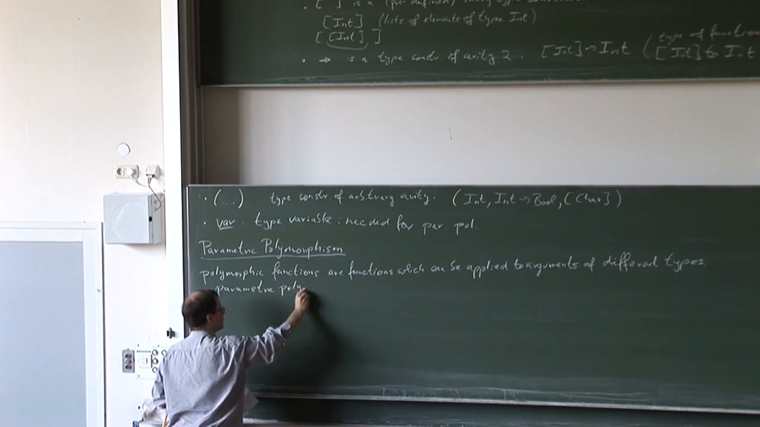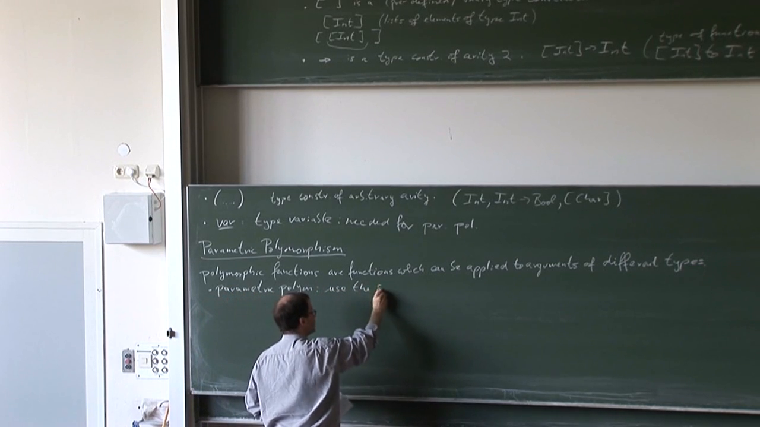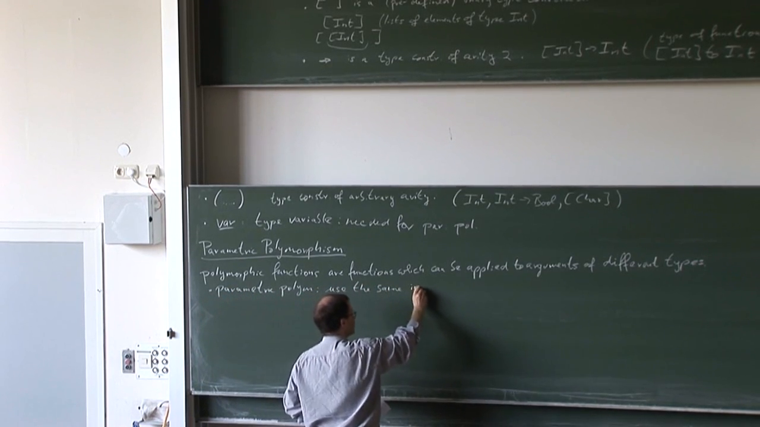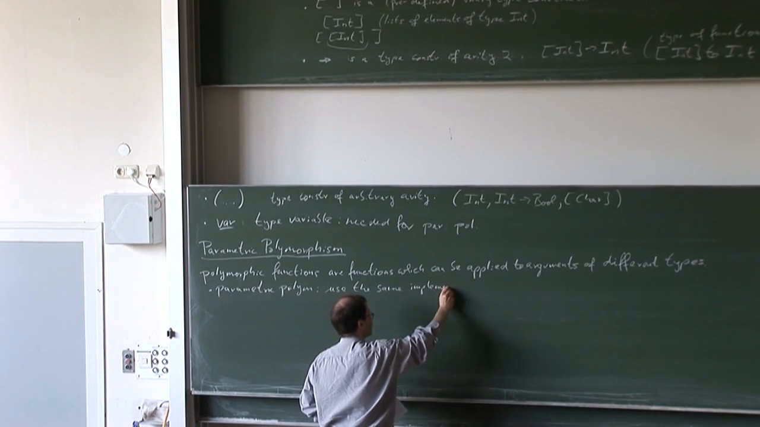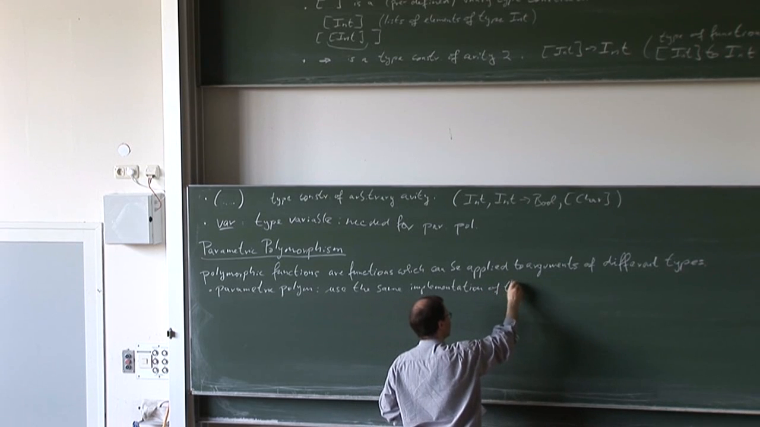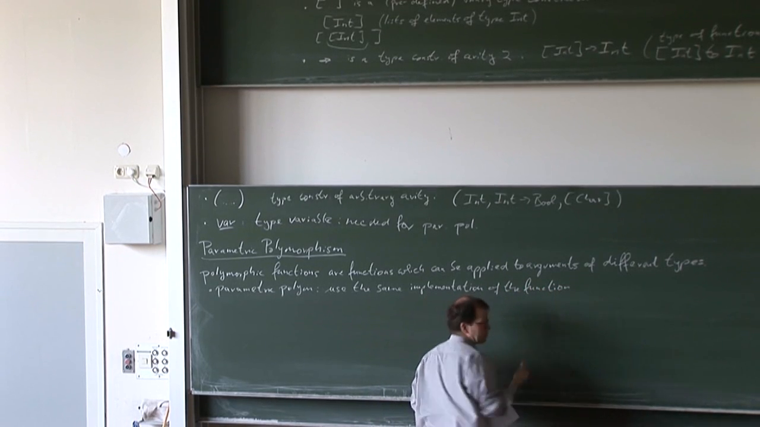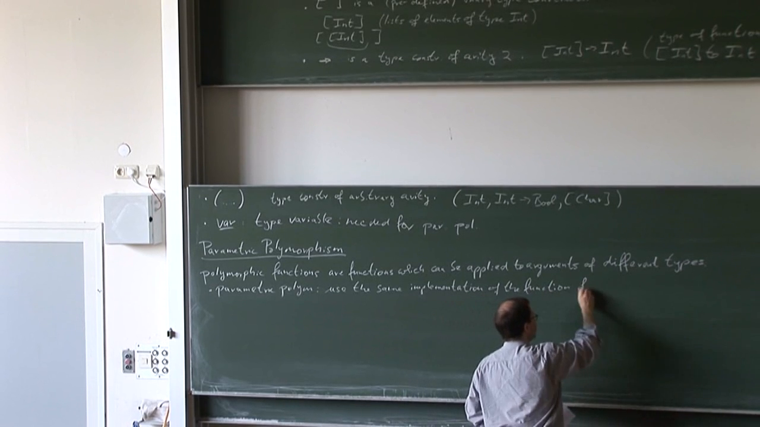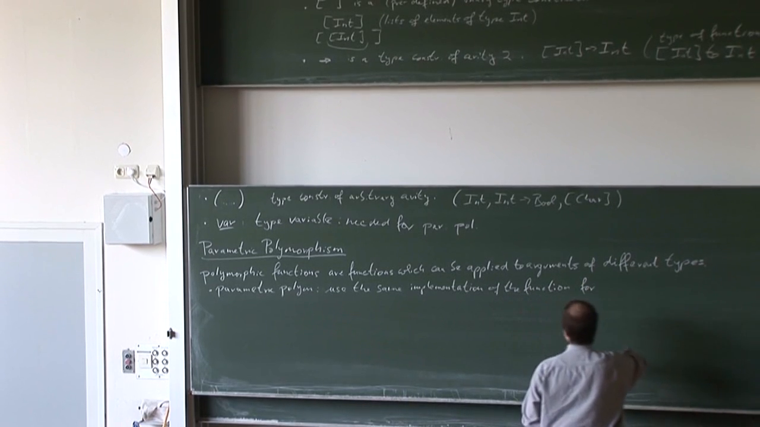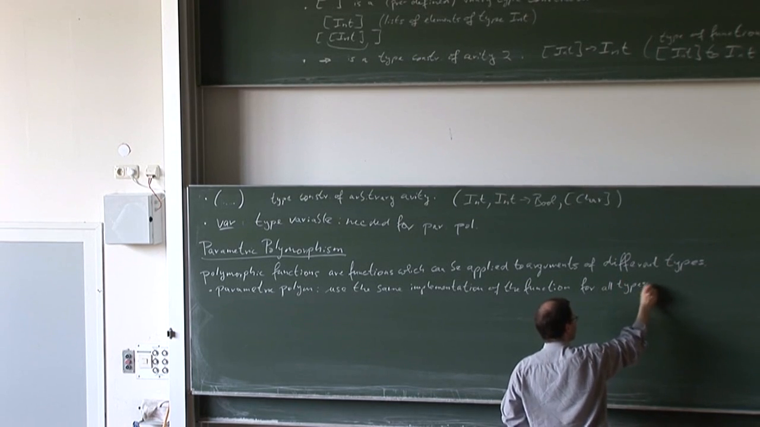So parametric polymorphism means use the same implementation of the function for all types of arguments. No matter what types the arguments have, you always use the same implementation for all types of arguments.